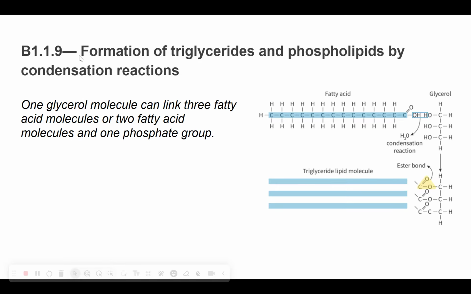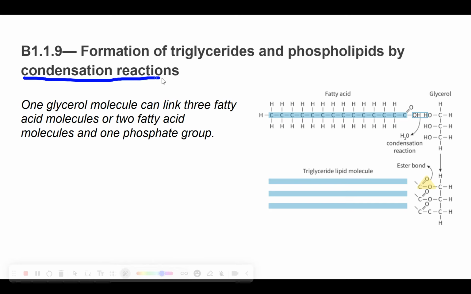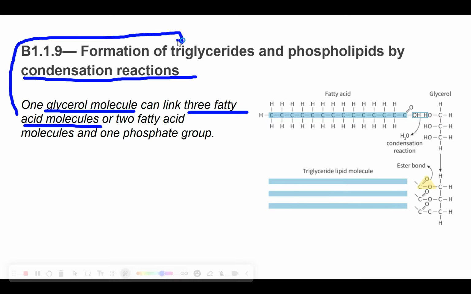That is important when you're talking about the formation of triglycerides and phospholipids by condensation reactions. So we already talked about condensation reactions for carbohydrates. The general components of the reaction are the same, but when you're talking about lipids, you have one glycerol molecule linking either three fatty acid molecules, and that is to form a triglyceride, 3 plus a glycerol, or two fatty acid molecules and one phosphate group. And if there's a phosphate group, you call it a phospholipid.